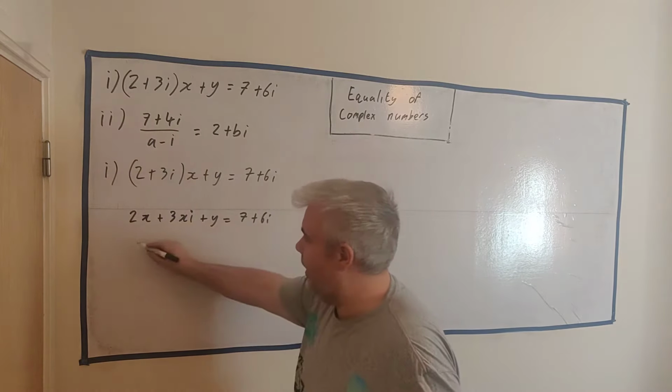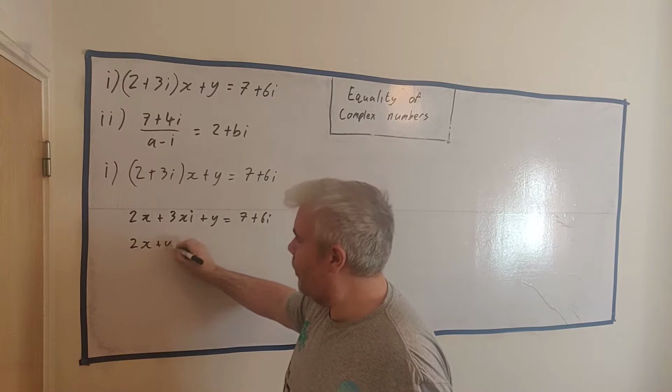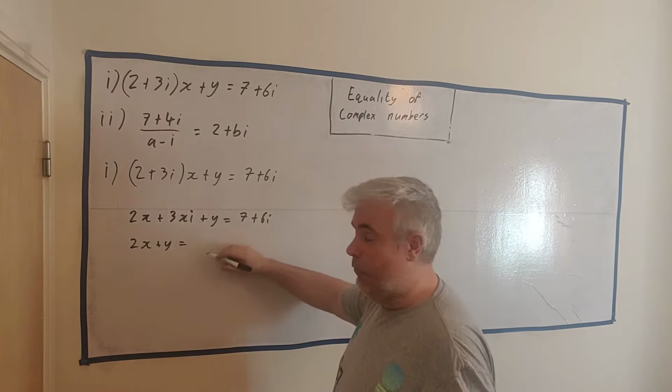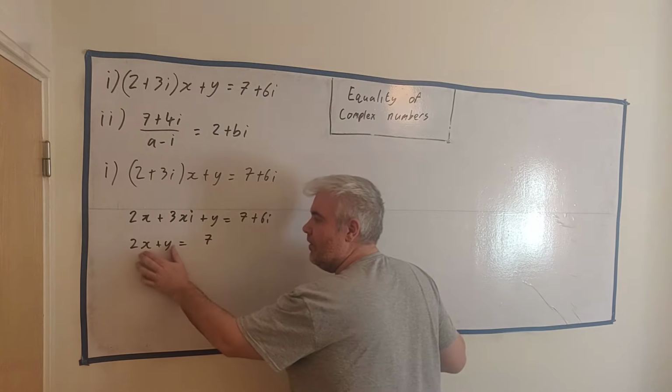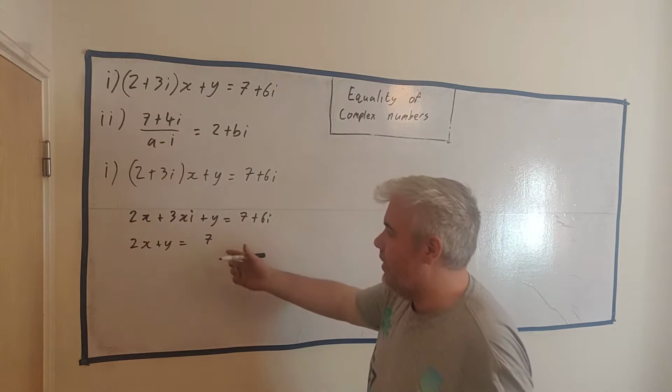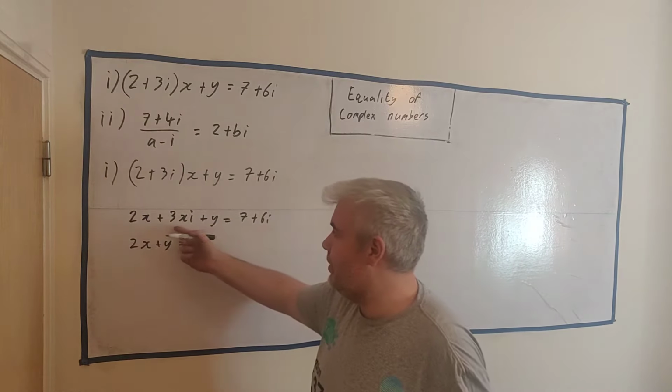All the real numbers on the left are 2x plus y, and they are equal to all the real numbers on the right, 7. That actually doesn't help us. We still have two unknowns and we can't solve that question. But what about the imaginary numbers?